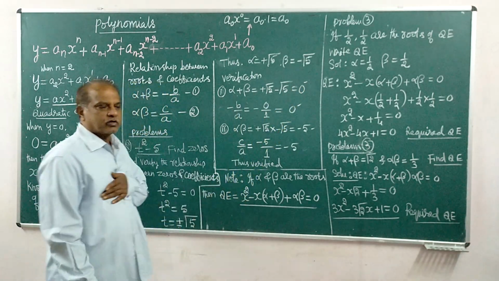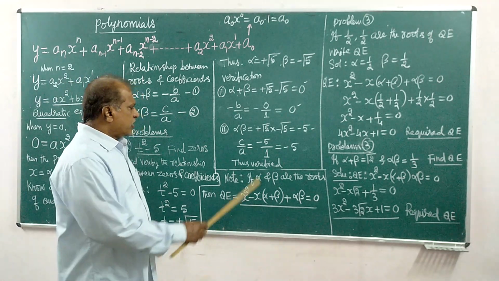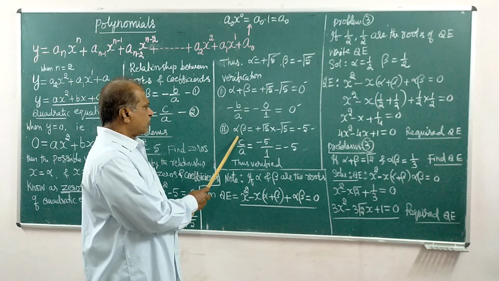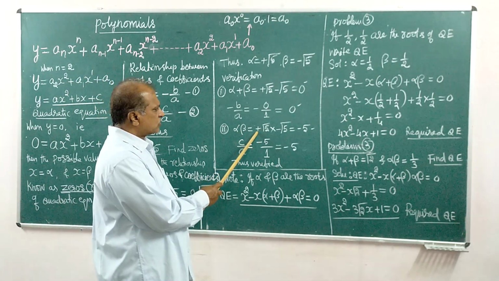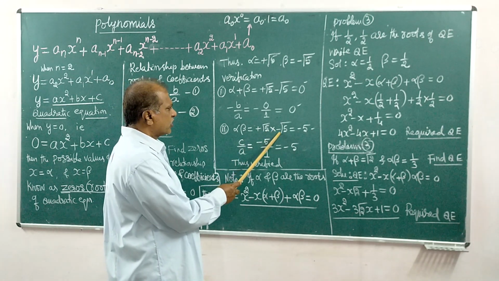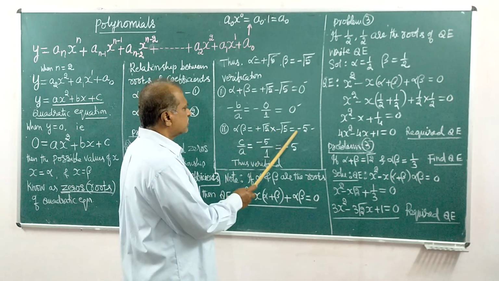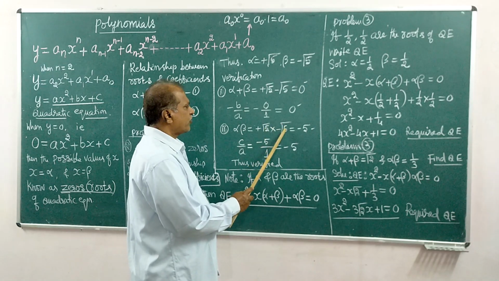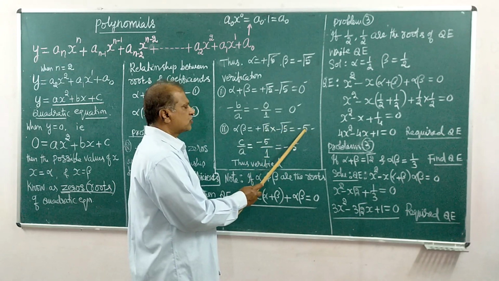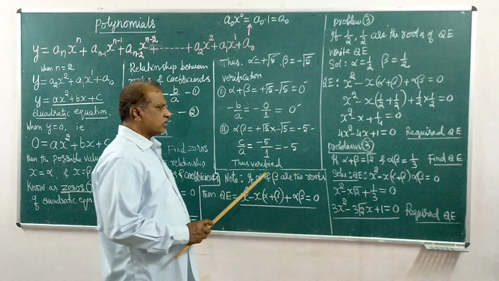The first equation is verified. And the second equation, alpha into beta. What is alpha into beta? Plus root 5 into minus root 5. Plus into minus is minus, and root 5 into root 5 is 5. So the answer is minus 5.